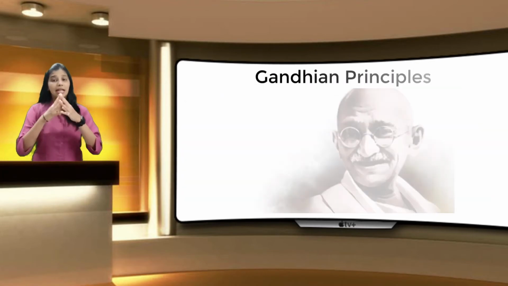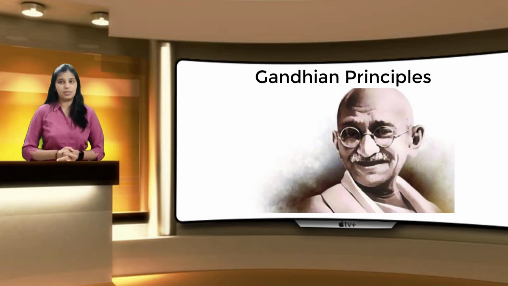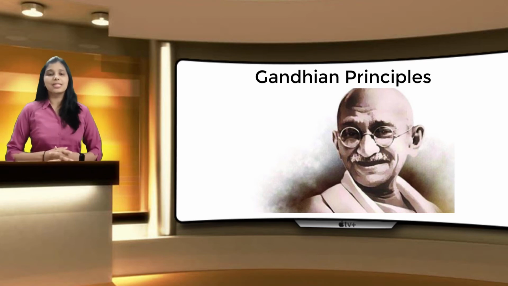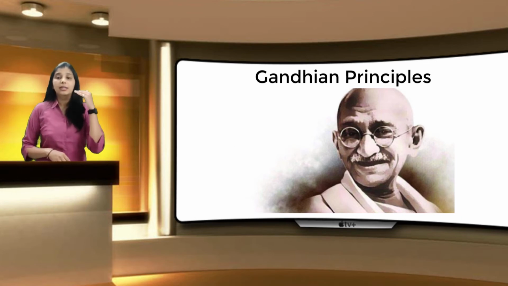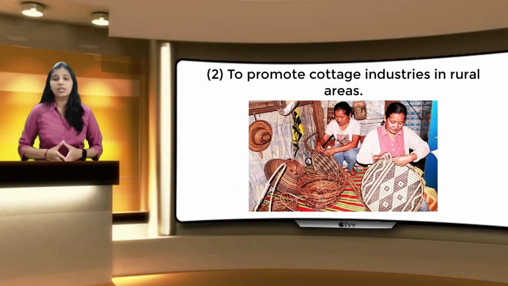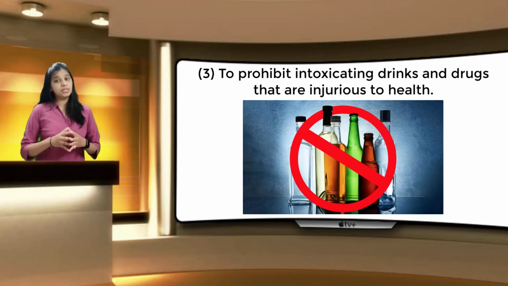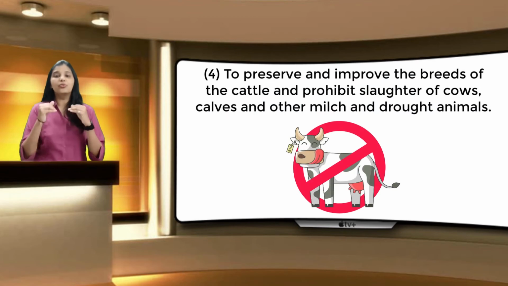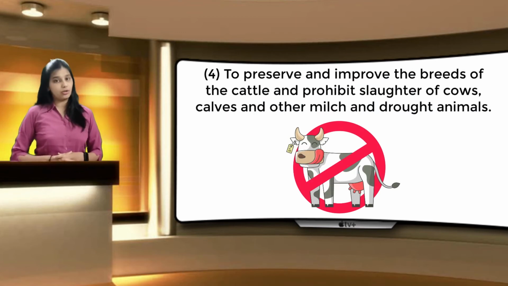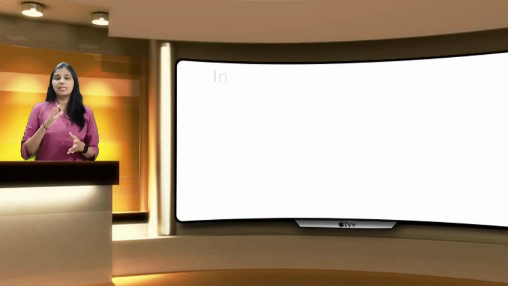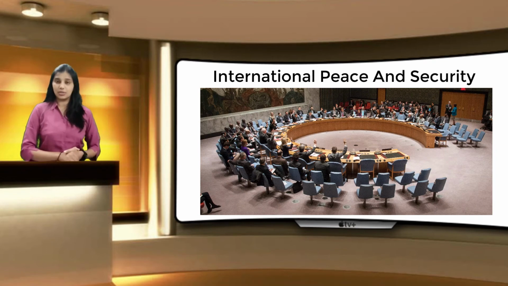Now we'll move on to the Gandhian principles. What are the Gandhian principles? Does anyone know what Gandhiji said? Okay, so let's get started. The following principles are based on the ideals advocated by Mahatma Gandhi. First is to organize village panchayats. Secondly, to promote cottage industries in rural areas. Thirdly, to prohibit intoxicating drinks and drugs that are injurious to health. Fourthly, to preserve and improve the breeds of cattle and prohibit slaughter of cows, calves and other milch and draught animals.